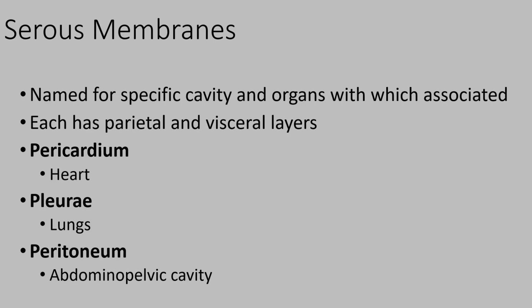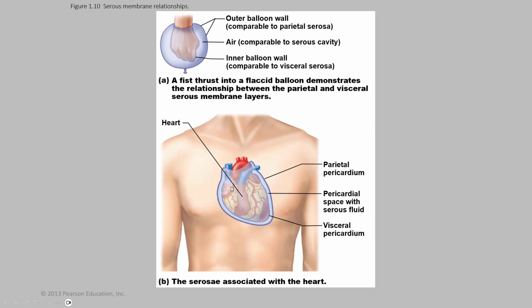Now, we also said that there was fluid there, and the fluid is named similarly. Around the heart, between the layers of the pericardium, there is pericardial fluid. Around the lungs, in between the layers of the pleura, there is pleural fluid. In the abdominopelvic cavity, between the layers of the peritoneum, there's peritoneal fluid. And that fluid acts to lubricate, to keep those layers from rubbing together.